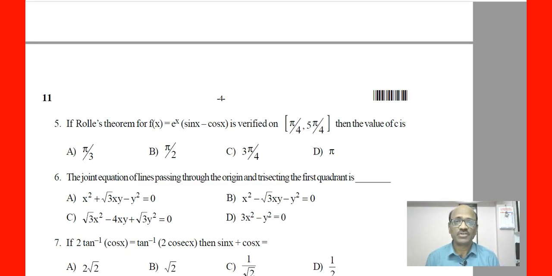The statement of Rolle's theorem is that y equals f of x is a real valued function defined on the closed interval a b. Then f of x is continuous on the closed interval a b, and differentiable on the open interval a comma b. And f of a is equal to f of b. Then there exists an element c belonging to the interval such that f dash of c is equal to 0. By using this property we will solve this example and find out the value of c.